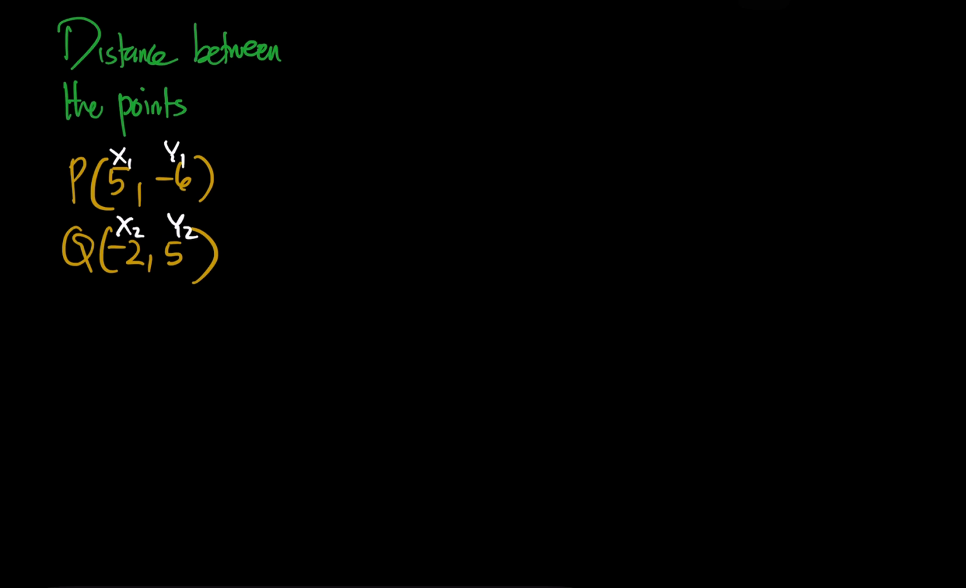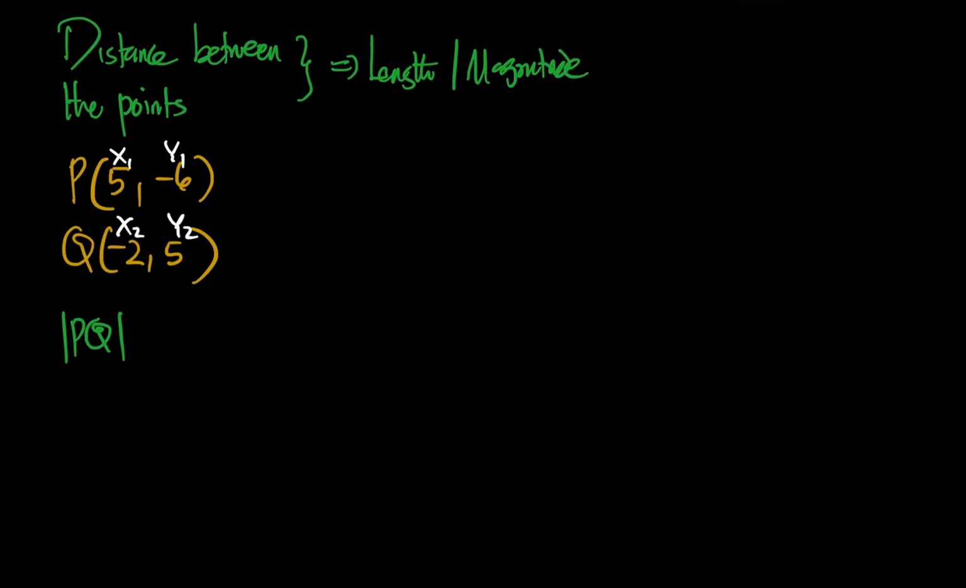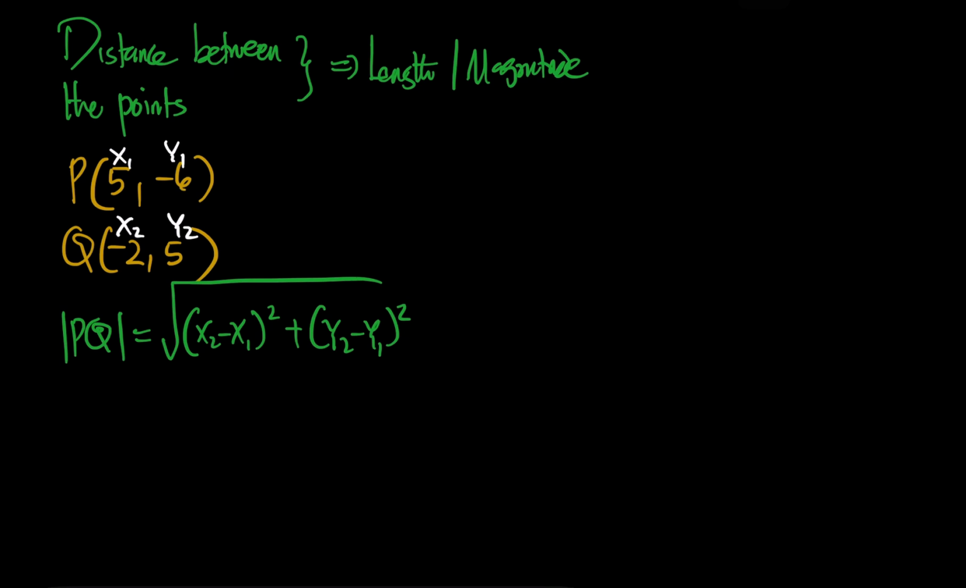So our PQ, our magnitude of PQ, is the same as the distance. So to find the distance is the same as looking for what? The length of the points, or looking for what we call the magnitude, is the same thing. So when the question says find the distance between 2 points, we're going to apply the same formula. And the formula says the square root of x2 minus x1, square that, plus y2 minus y1, you also square that.